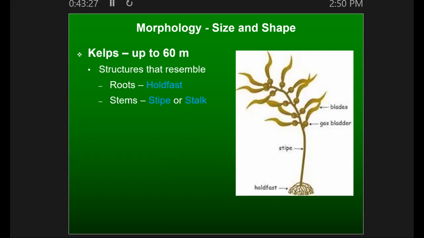The stem is often referred to as the stipe or stalk. And the so-called leaves, it's more appropriate to call them blades. And then they have bladders, which are filled with air to keep their leaves floating and closer to the sun if they're underwater. So kelps are kind of unique, they're more complicated. So tomorrow in lab, you're going to look at some algae and then do some experiments with certain algae to think about some of their applied uses.